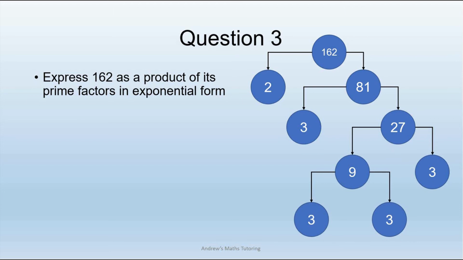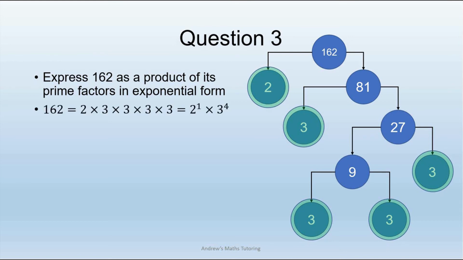To express 162 as a product of its prime factors, we need to multiply the bottom of every branch together. This involves multiplying the numbers 2, 3, 3, 3, and 3 together, and that'll give us 162.